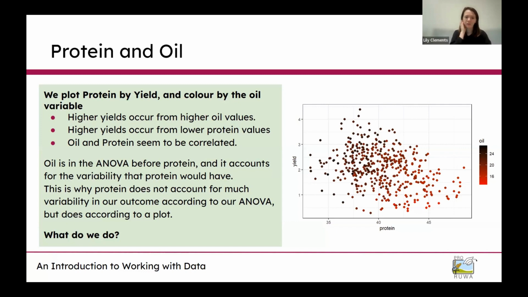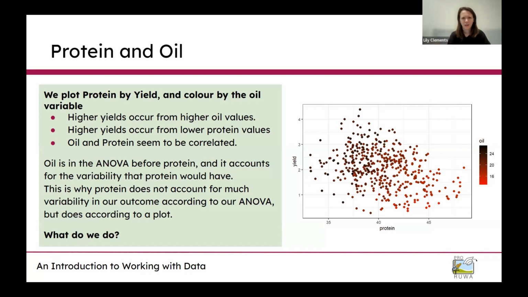Oil is in the ANOVA before protein, and it accounts for the variability that protein would have accounted for. This is why protein does not account for much variability in our outcome according to our ANOVA, but it does account for much variability in the outcome according to the plot when we looked at just protein by yield. And still here as well, it looks like protein accounts for a lot of variability. We can see it in our plot here.